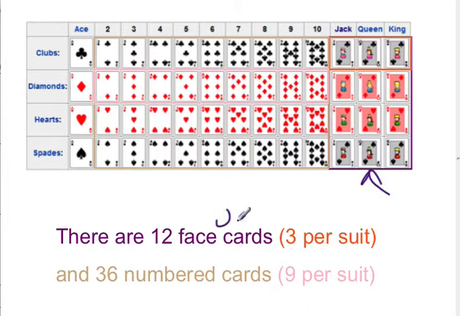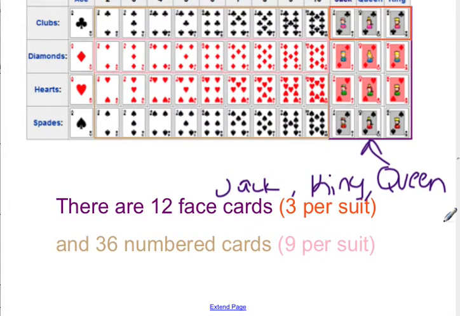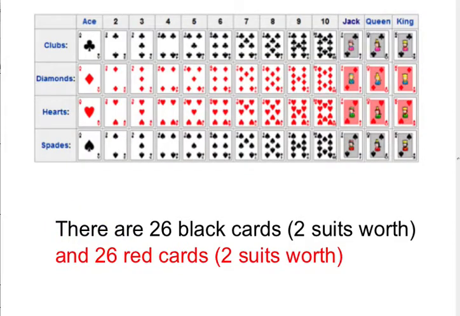So face cards are going to be a jack, a king, and a queen. All of those are defined as face cards. So there are 36 numbered cards. Ace is not a numbered card. So the numbered cards are 2 through 9. So there's going to be 9 in each suit times 4 suits is 36. Okay, so that's where that 36 came from.